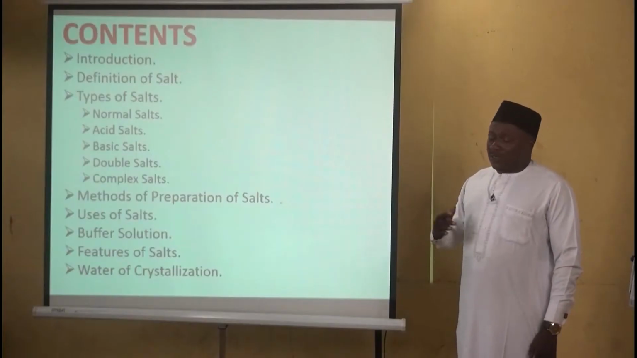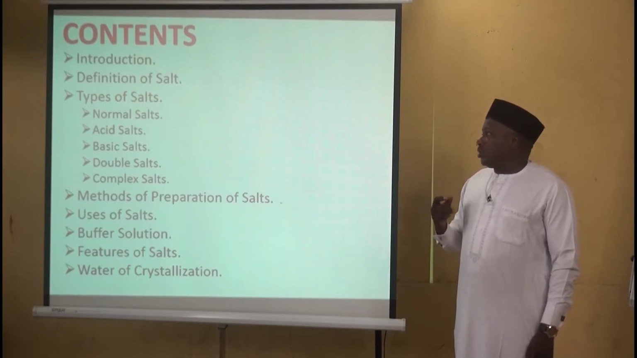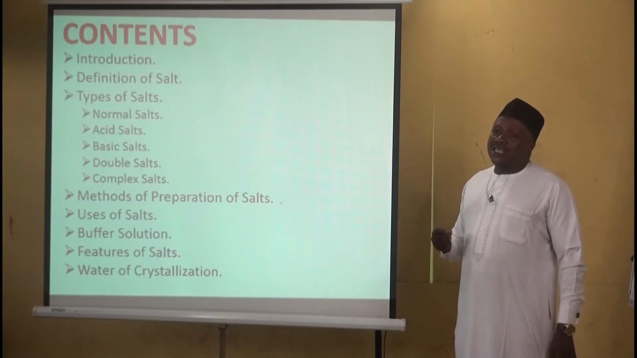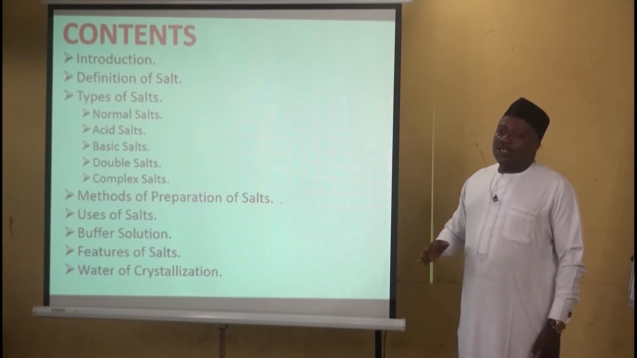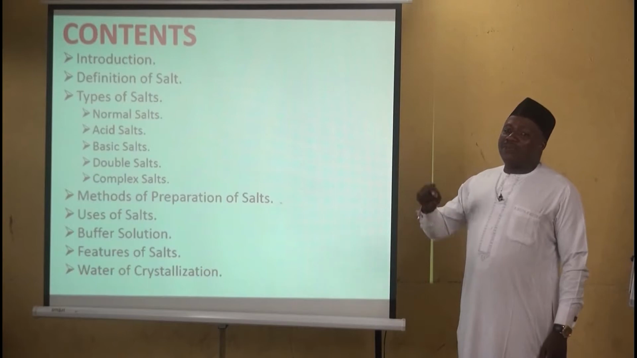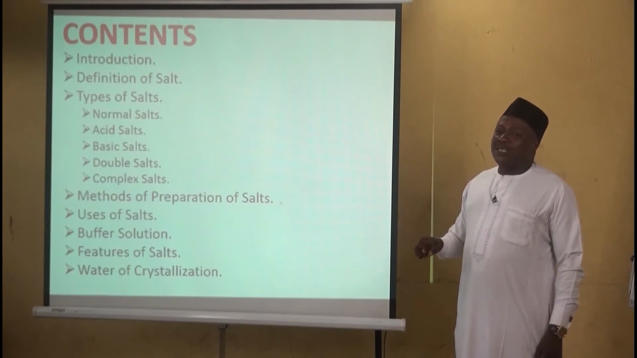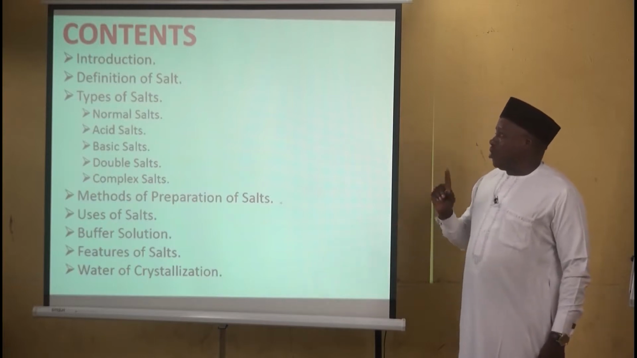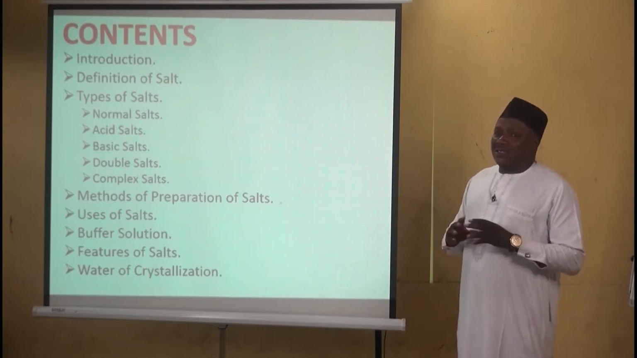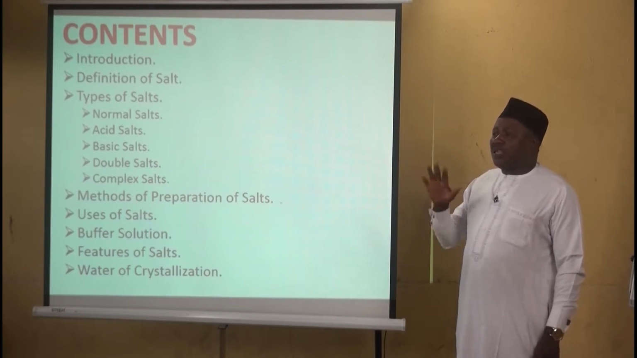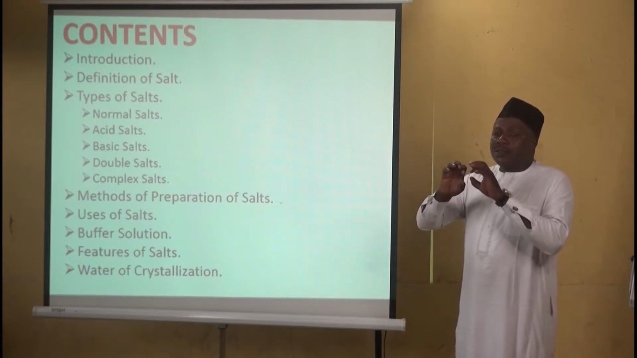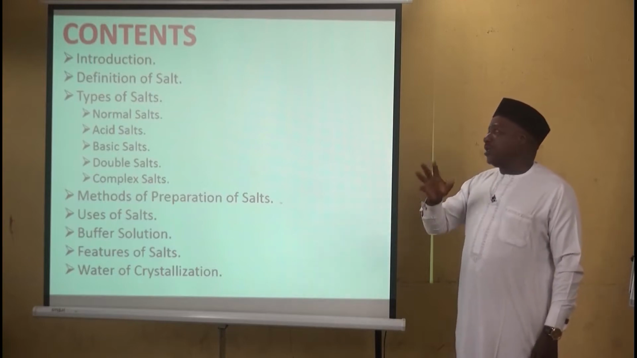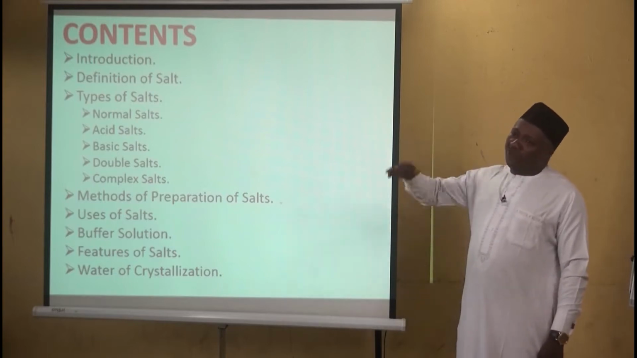Under this topic, he told us what salt is. We started with the definition of salt. We say salt is any substance in which the hydrogen ion in an acid has either been partially or completely replaced by a metal. However, this salt can be categorized based on whether the hydrogen ion has been partially replaced or completely replaced. By that, we have different types of salt.